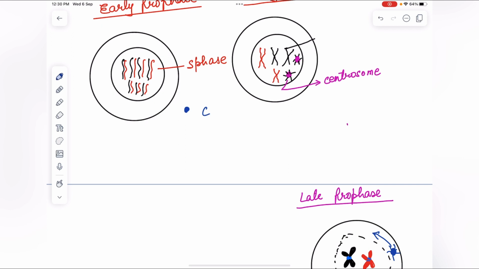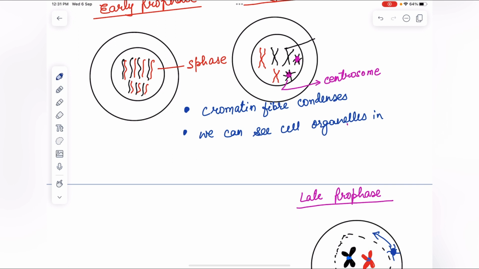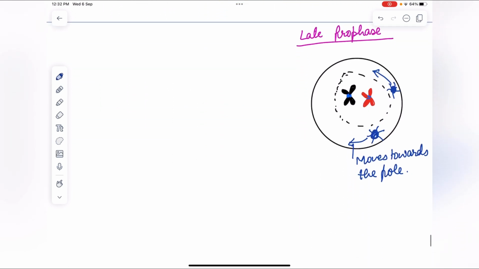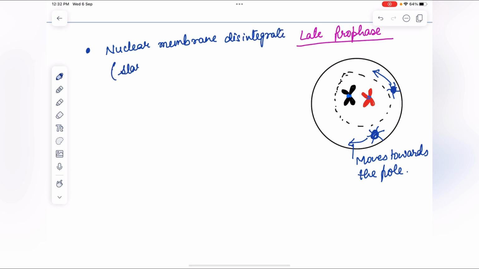Chromatin fiber condenses in early prophase. Second point, we can see cell organelles in early prophase. And what happens in the late prophase? The nuclear membrane disintegrates, starts disappearing. We can see chromosomes in shapes.